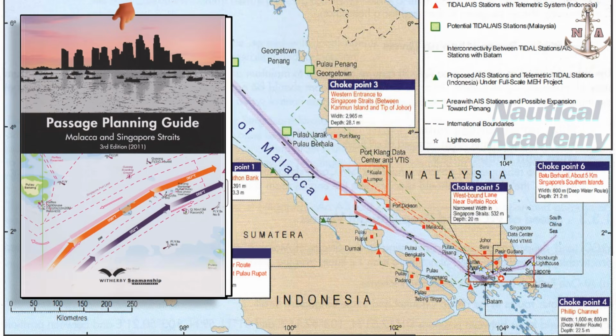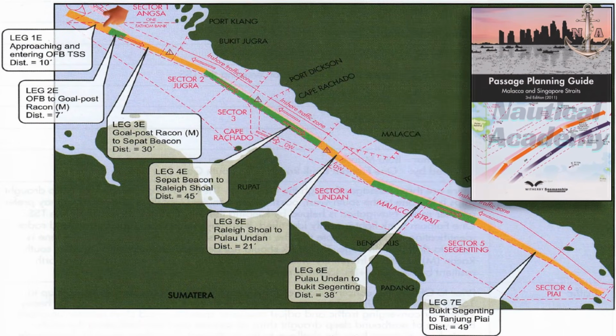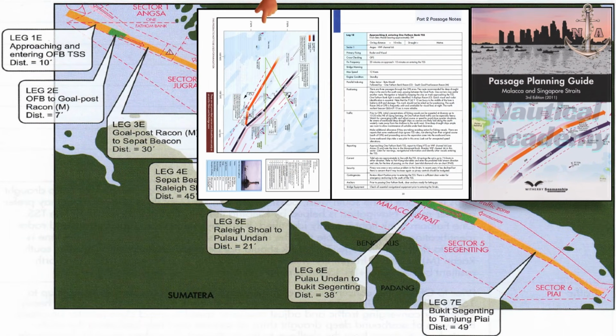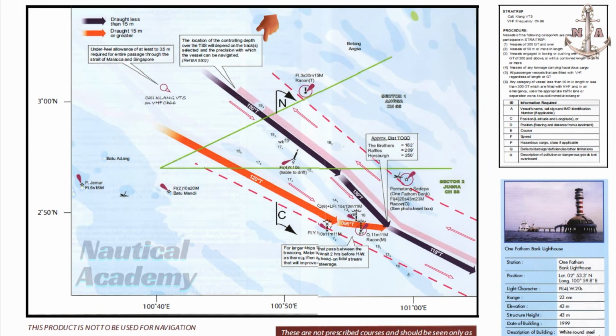Let us now proceed to the details of each leg, beginning with Leg 1, which can be found on pages 30 and 31. Let's rotate this diagram and zoom in. As we can see, there are 2 recommended tracks for Leg 1. The track adjacent to the traffic separation zone is intended for vessels with a draft of less than 15 meters, while the orange-colored track on the right side of the intended traffic lane is designated for vessels with a draft of 15 meters or greater.